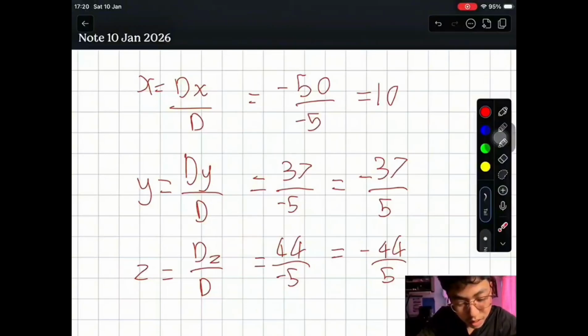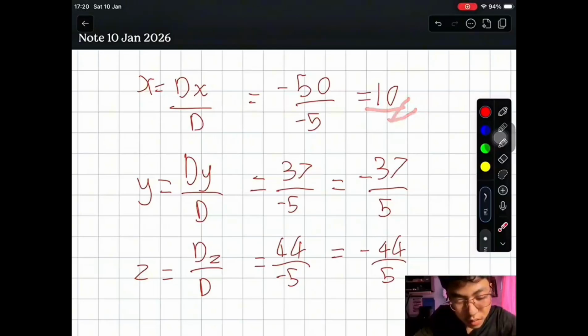Now for part A, I will find the values of X, Y, and Z using Cramer's rule. From the previous part, the determinant of the coefficient matrix is D equals negative 5. The determinant for X is D sub X equals negative 50. So X equals D sub X divided by D, which is negative 50 divided by negative 5. Therefore, X equals 10.